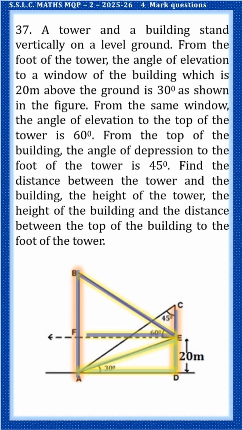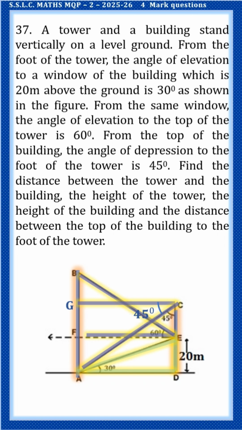From the top of the building, the angle of depression to the foot of the tower is 45 degree. Here top of the building is C, foot of the tower is A. Here the horizontal line is CG. So angle GCA is 45 degree. If angle GCA is 45 degree, angle ACD is also 45 degree. It is already given in the figure, because CG and CD are perpendicular to each other.